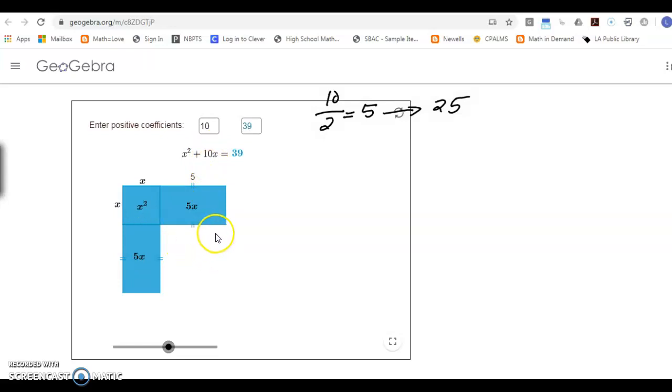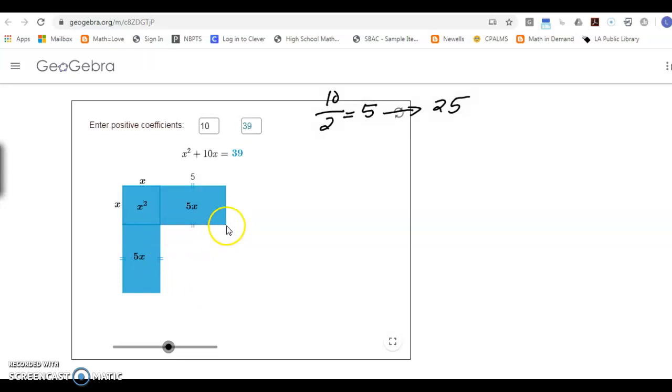So what we're going to do now is add these 25 to both sides of the equation. So why do we add that? Well, see, you have a composite figure over here. It's not a solid figure. It has a missing part right here. So how do we find that missing side?